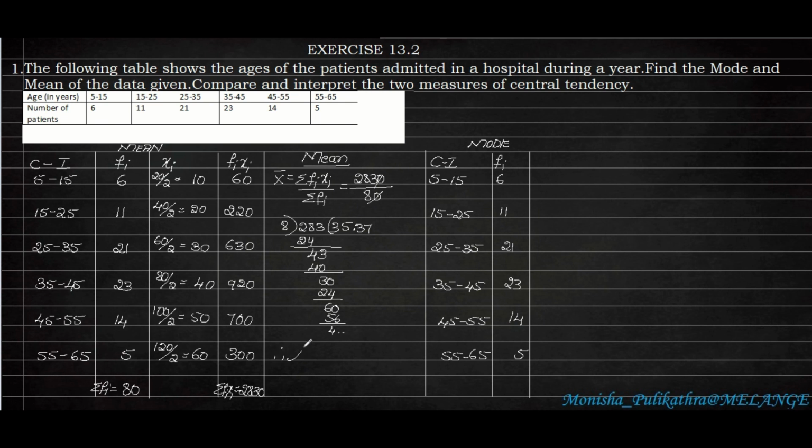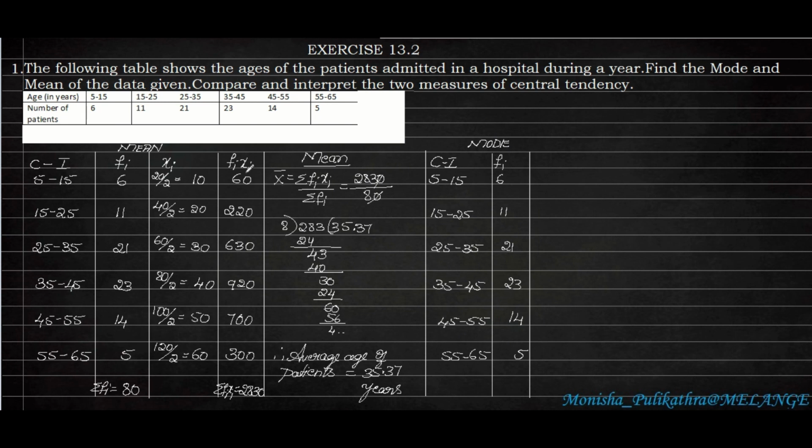Mean is the average, therefore the average age of all the patients who are admitted is 35.37 years. Okay. So next we have to find out the mode, that is the maximum age of the patients. The maximum number of patients who have a limited age is the thing we have to find out in mode.